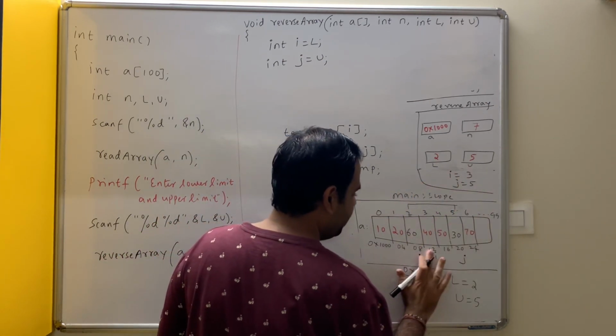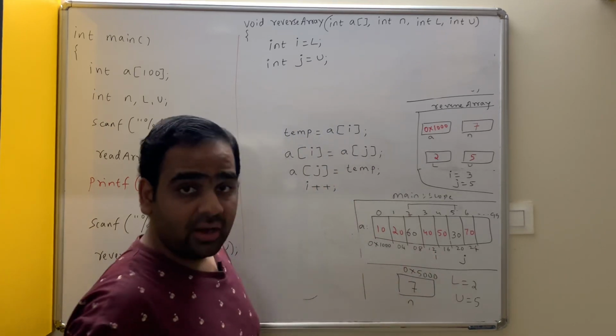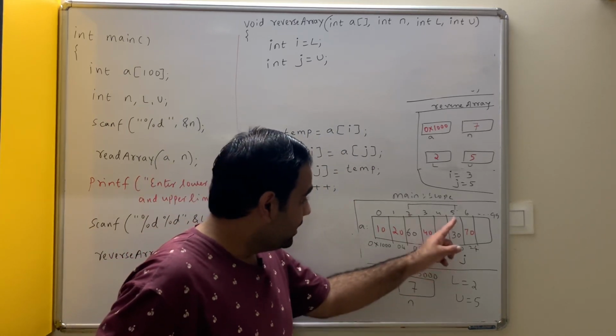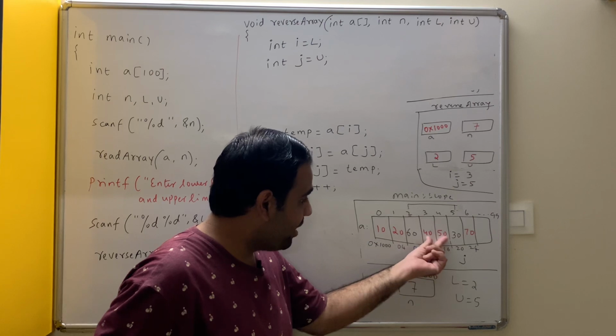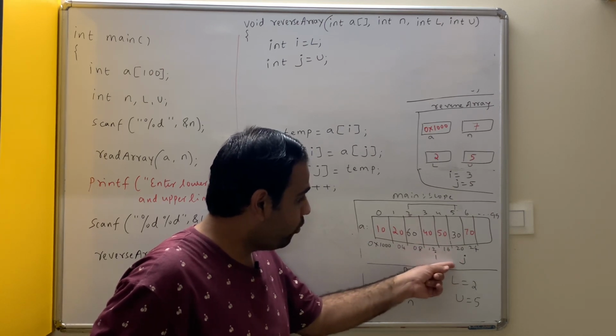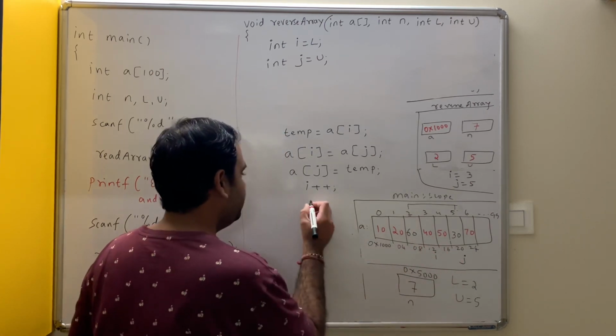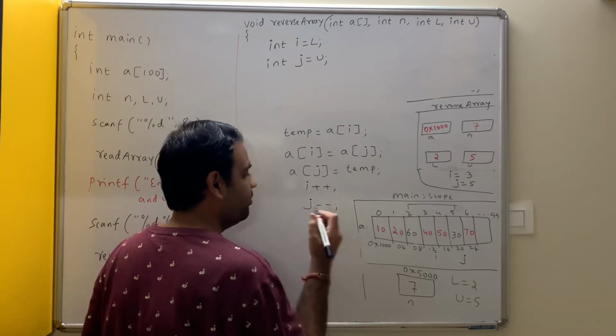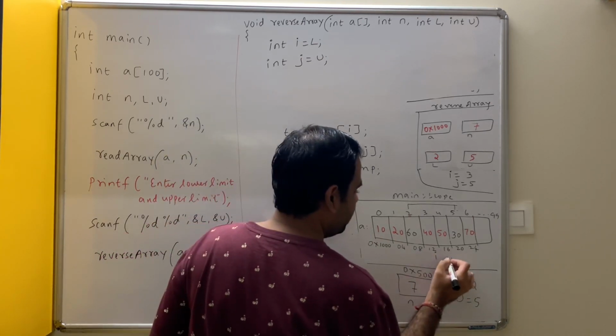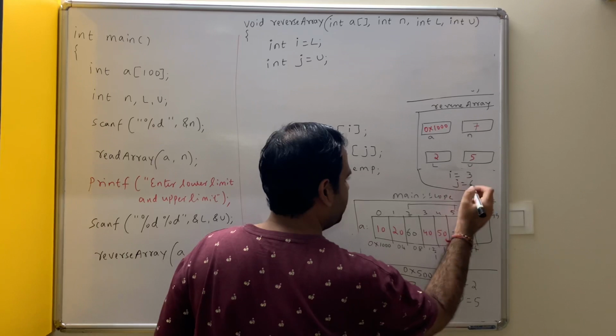When does the value of I become 3? I is pointing here. Now I am swapping a of I and a of j. J, which is pointing to 5, I have to swap 40 and 50. J should now point to 4. And how do you point j to 4? You say j minus minus. J now points to 4.